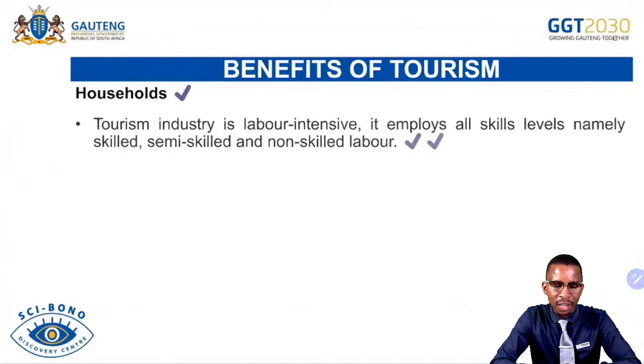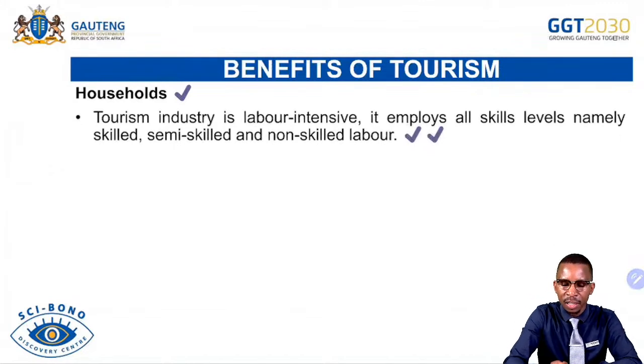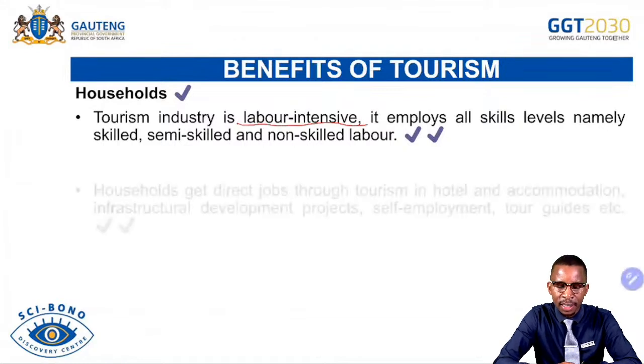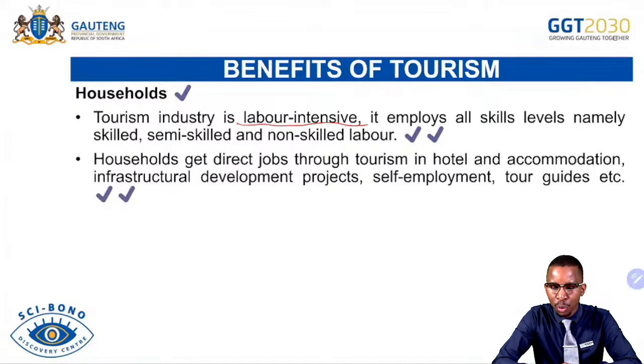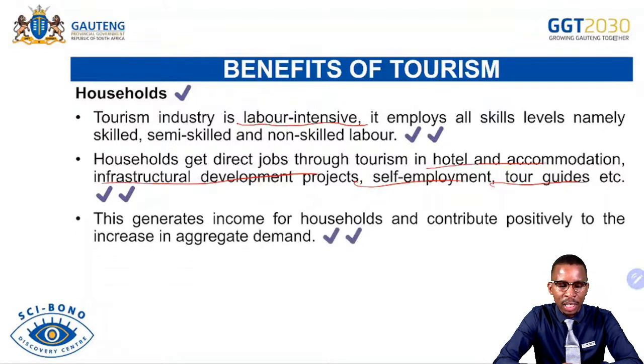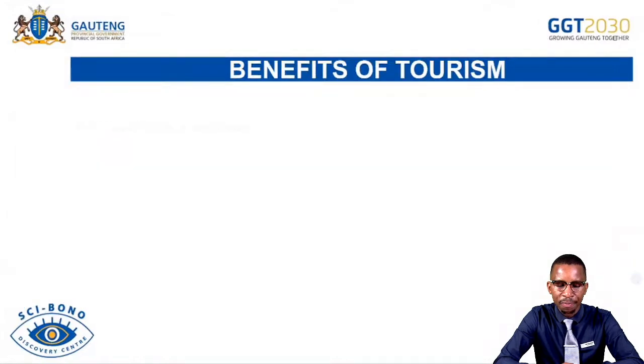How do households benefit? So we know that tourism is labor intensive. It employs all levels of skill, namely skilled, semi-skilled, and non-skilled labor. Households get direct jobs through tourism in hotels and accommodation. They can also be employed in infrastructure development under construction, and also self-employment. Also, they can be employed as tour guides. So that also creates a benefit to the household. This generates income for households and contributes positively to the increase in demand. Remember, as they have more income, they demand more goods and services.